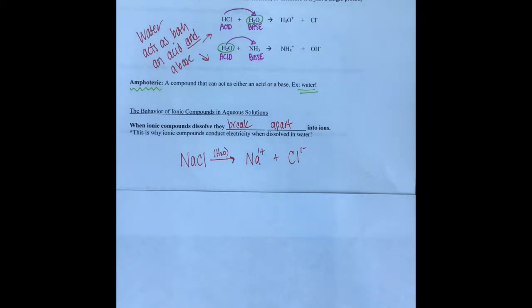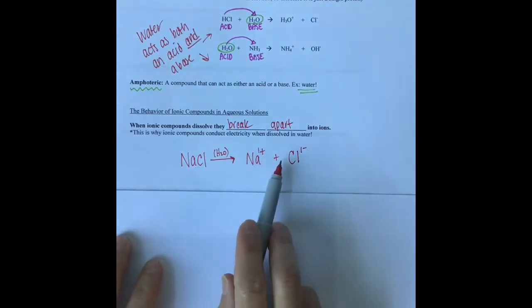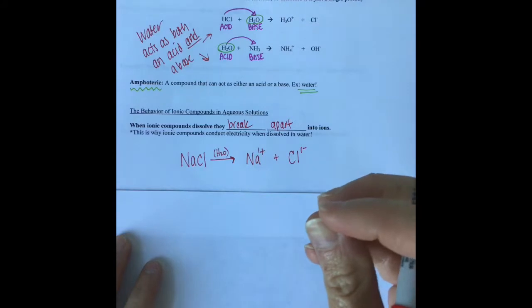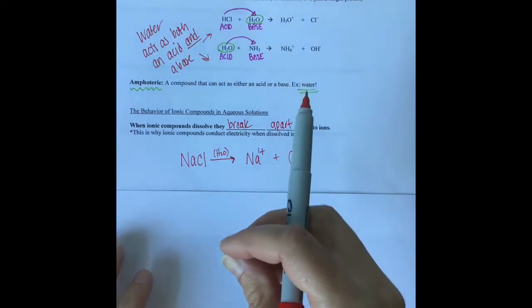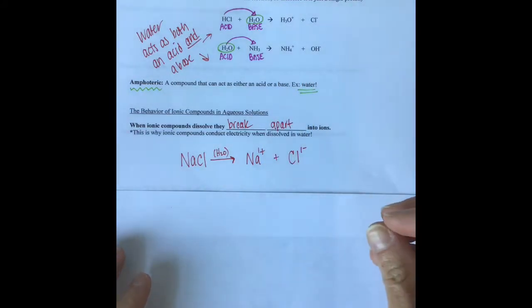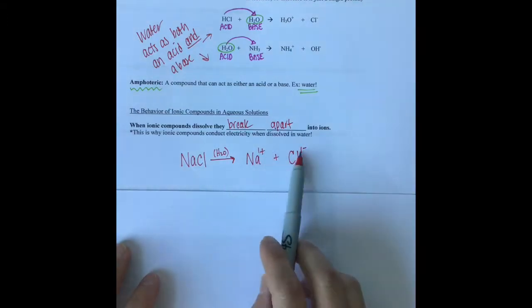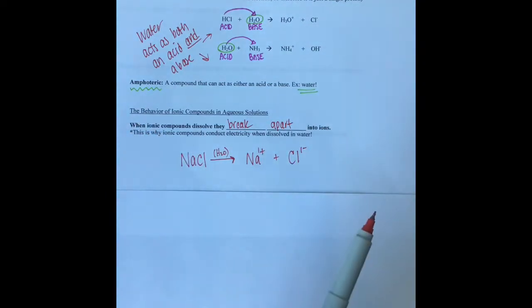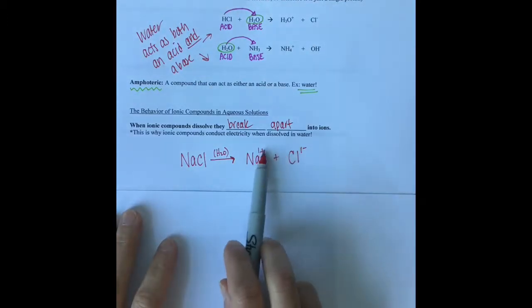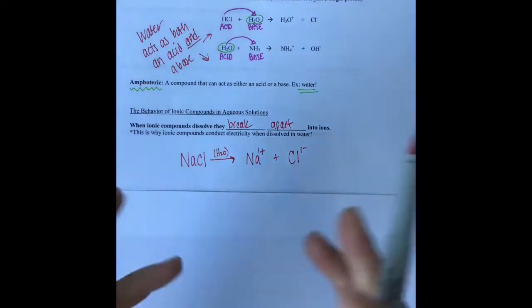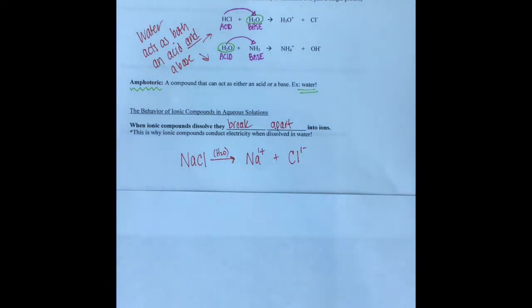This is why if you take an ionic compound like salt and dissolve it in water, and you stick a piece of metal in it connected to a battery and a light bulb, you can actually light up the light bulb simply from the charges that are floating around in that solution. You can conduct electricity from an ionic compound because it breaks apart and has all these positive and negative charges floating around in the solution, which is pretty cool, I think.